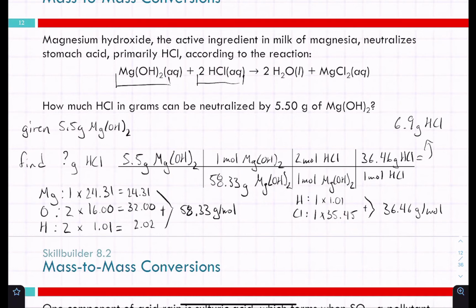So this structure of the problem really does just carry out. It's just about finding what you're starting with, finding what you're trying to find, and then calculating each of your conversion factors.